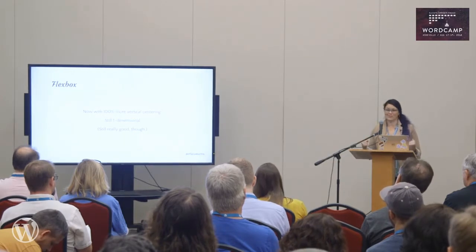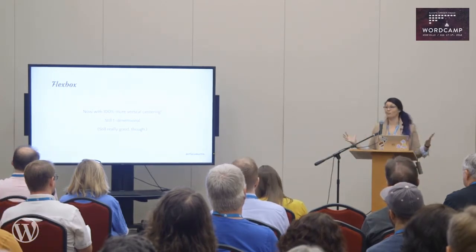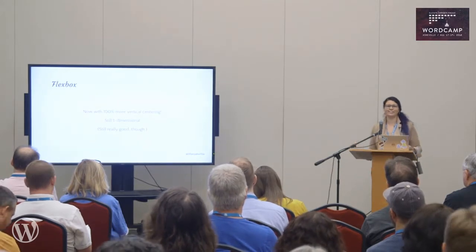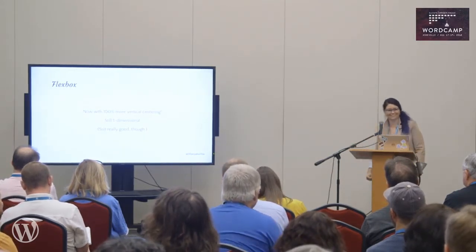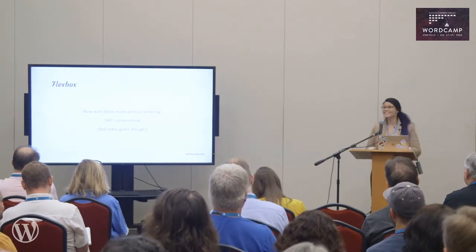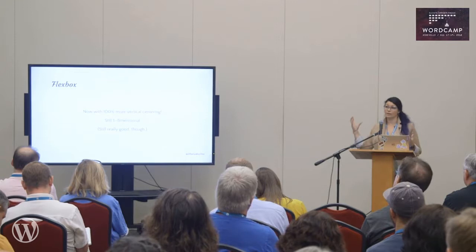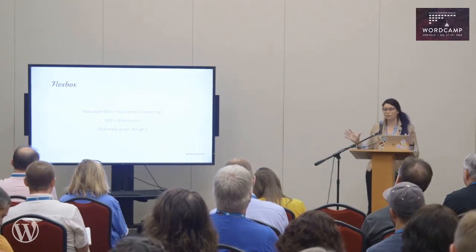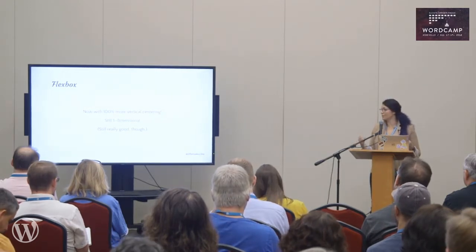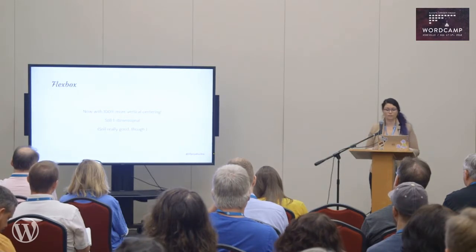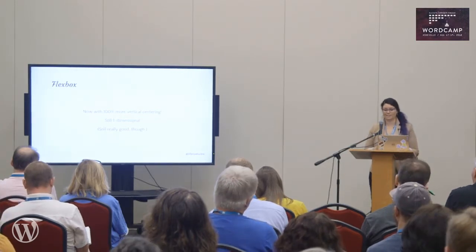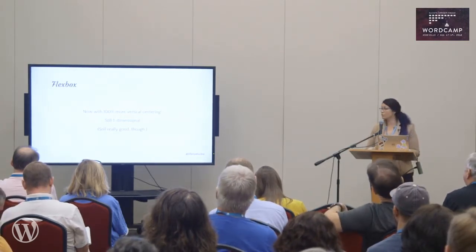Flexbox lets us vertical center things. How many people loved vertical centering things before Flexbox? You're lying. But it's still one-dimensional. We can only think about things in rows. Now we can kind of think about them in columns, sort of. But again, we had to learn a new layout structure, and it's not two-dimensional. It's still really, really good.